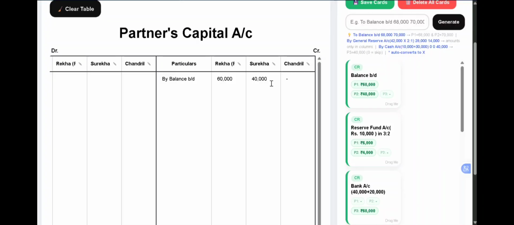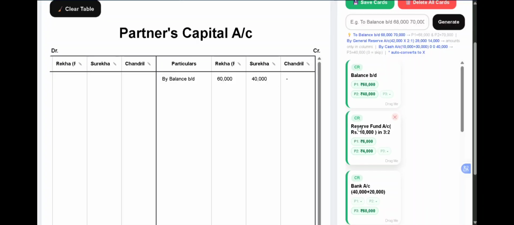Okay, now once we have brought down the balance, we have to bring down first all the entries that are related to the old partners, because what they have created should be brought down to the partners' capital account. Next, they have created reserve fund.